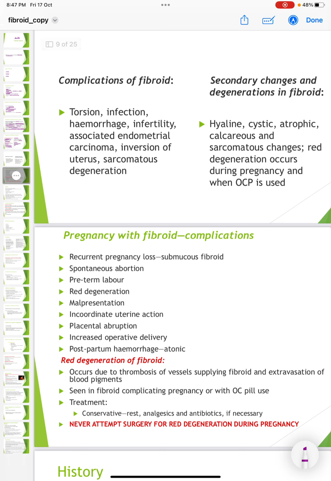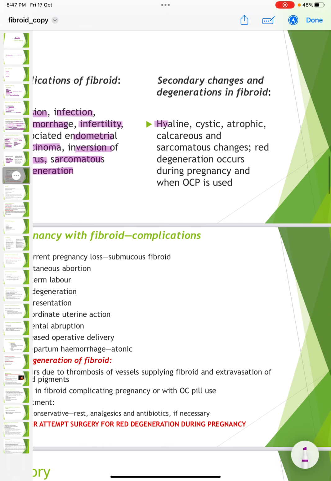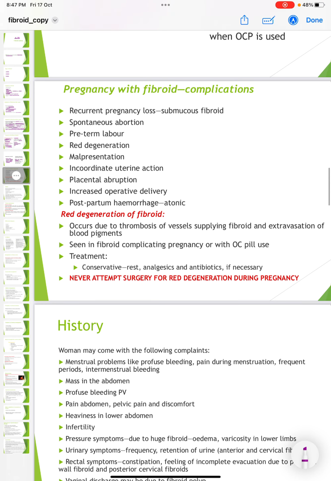Coming to the complications, you can get torsion, infection, hemorrhage, infertility, endometrial CA, inversion of uterus, sarcomatous degeneration. Secondary changes are hyaline, cystic, atrophic, calcareous, sarcomatous, and degeneration during the pregnancy when OCPs are used.